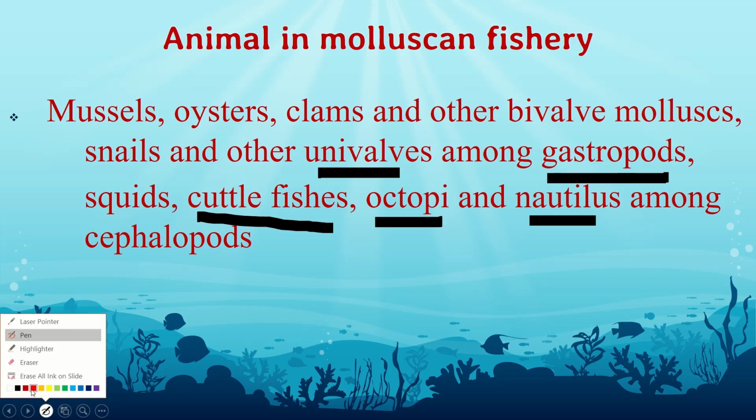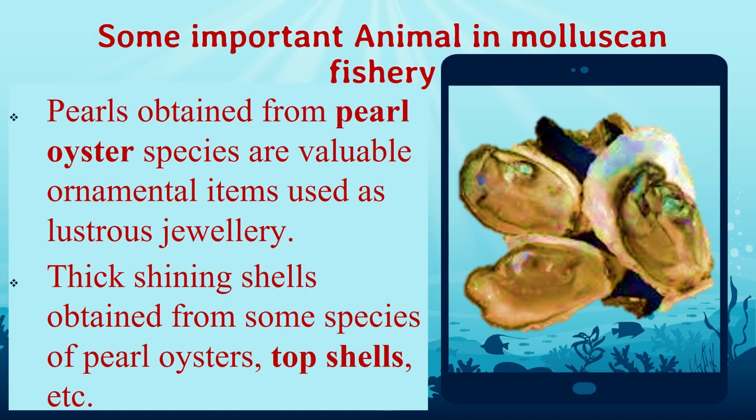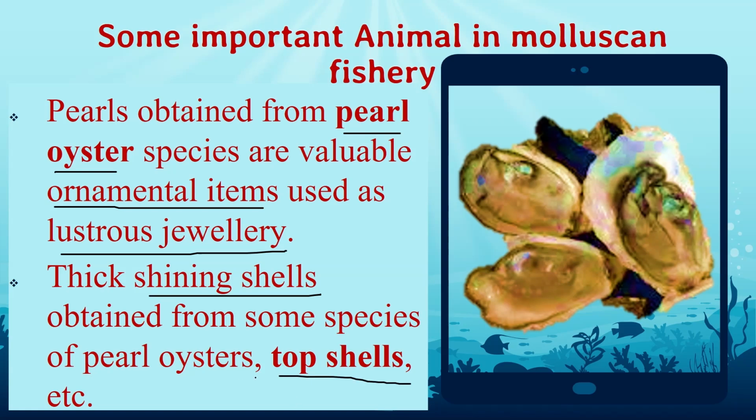In recent decades, some of them are valuable exporting commodities. There are other well-known uses of molluscs also, like pearls obtained from pearl oyster species, which are valuable ornamental items used as lustrous jewelry. Thick, shining shells obtained from some species of pearl oyster, topshell, etc., have industrial use, as buttons, buckles, lampshades, and various other such useful items are manufactured.